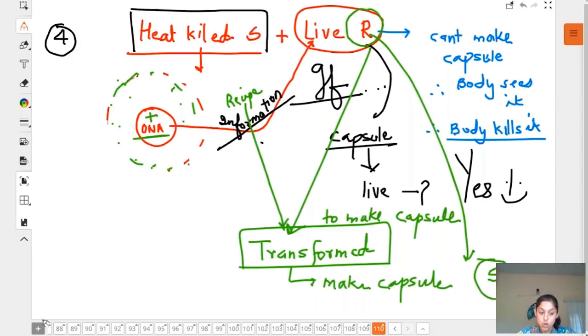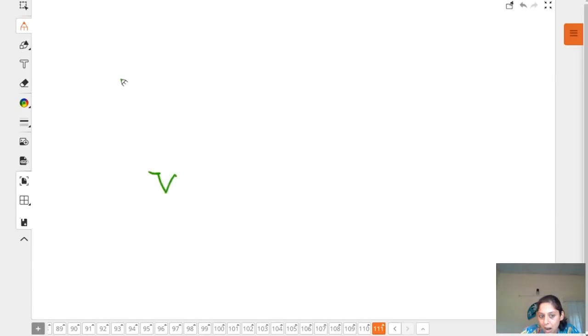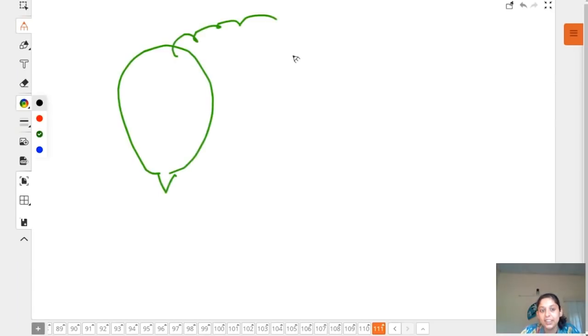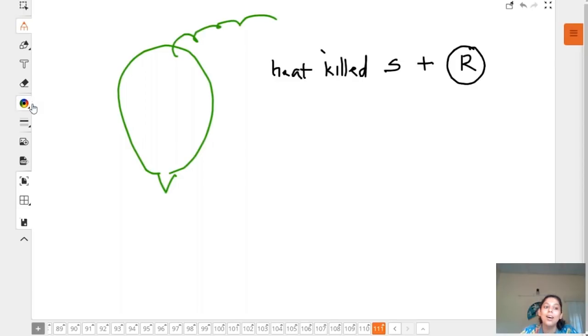Yes. So when I take a mouse and I inject heat killed S plus R, heat killed S sends information to R. This is called transformation. And R is able to make a capsule. So R gets transformed to S. And this poor mouse dies when I inject this.